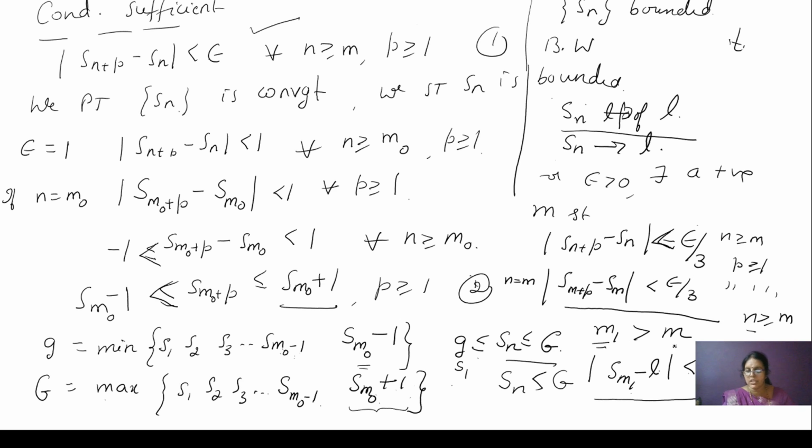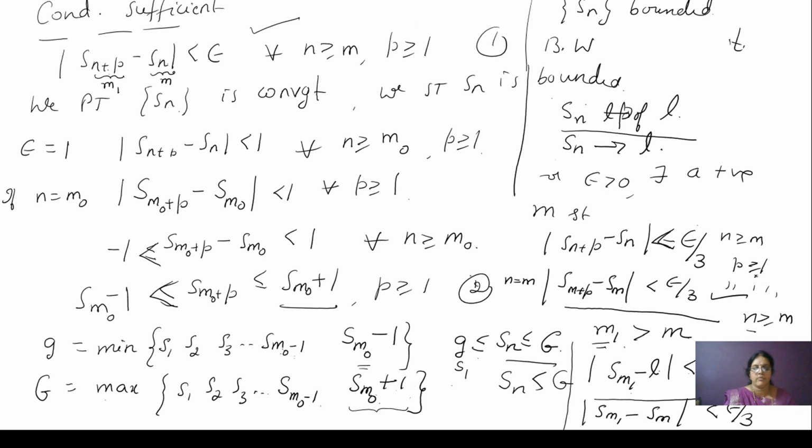And one more condition we can take for m1 greater than m. If m1 is greater than m, use this condition: n plus p is greater than n, so we can use this. So use this condition for m1 and m, because m1 is greater than m, another condition is |Sm1 minus Sm| is less than epsilon by 3 for m1 greater than m. So we now have three conditions.